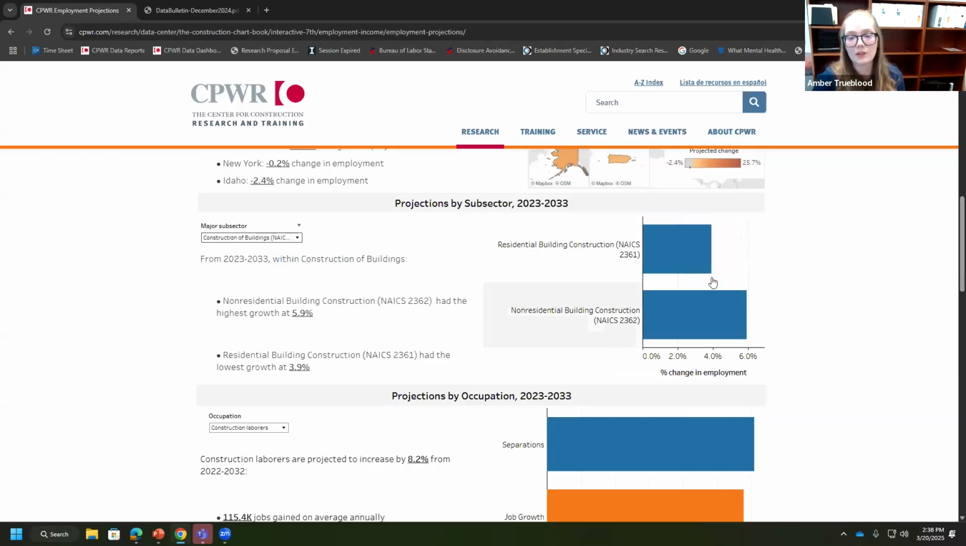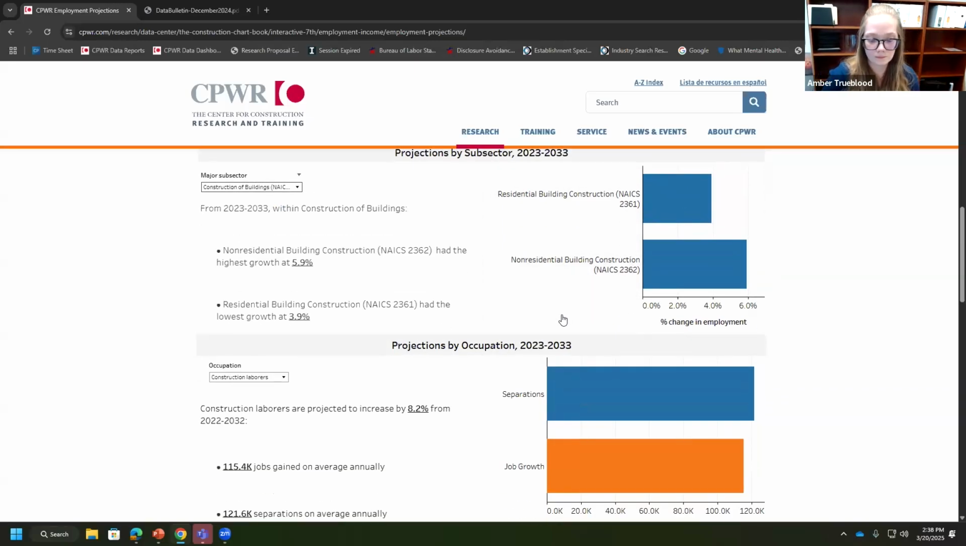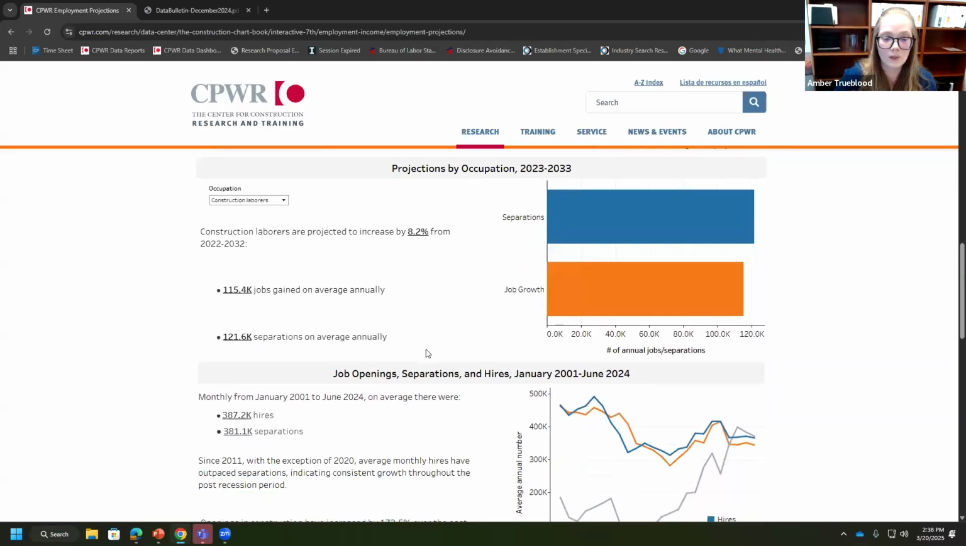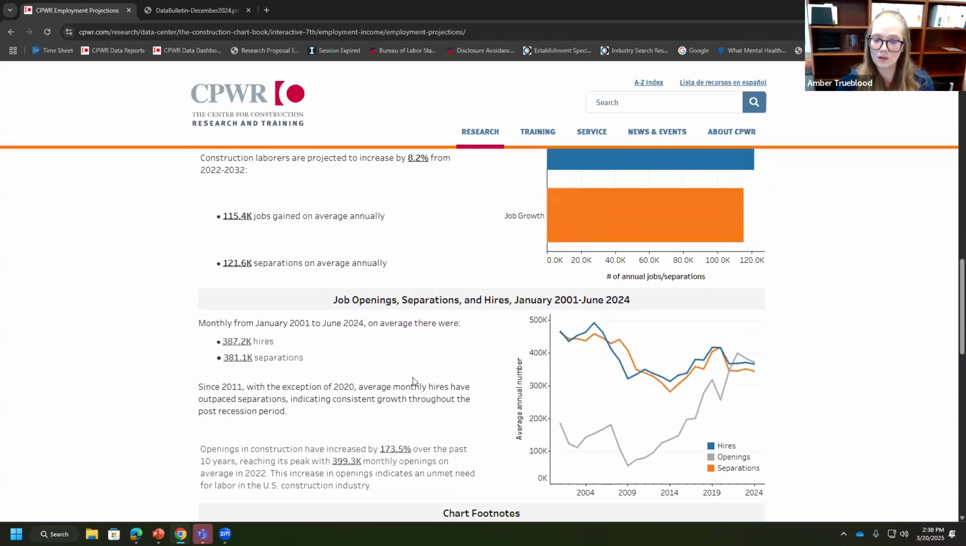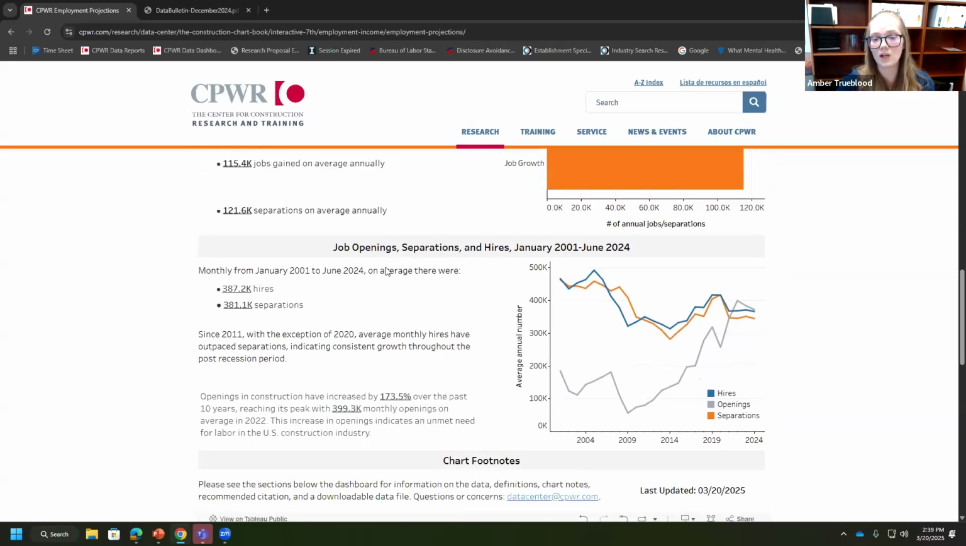And we see something very similar for construction of buildings, where non-residential is at 6%, while residential will have the lowest growth at 3.9%. And there's a lot of really great data that I just don't have the time to go through. We also look at job openings, separations, and hires, which can help us forecast the need, forecast where we see the industry, and also look at some of those historical trends.